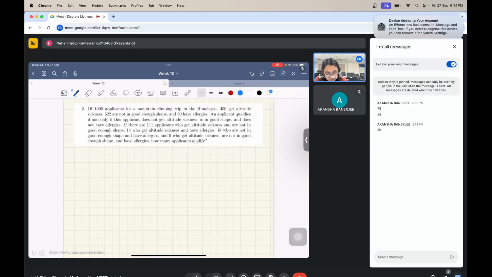There are 1,000 applicants for a mountain climbing trip, and 450 of them get altitude sickness. I'll call this set A, so the cardinality of A is 450. Then 622 of them are not in good shape. I'll call this B, so the cardinality of B is 622. And 30 of them have allergies. I'll call this set C.